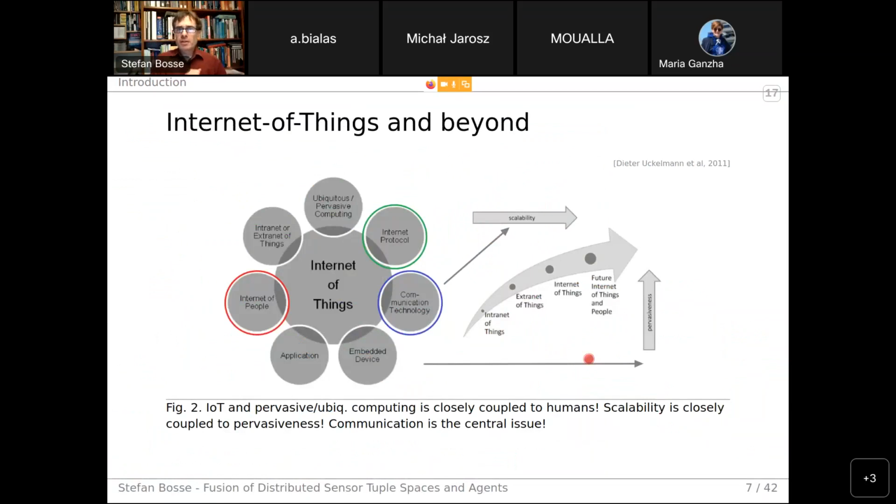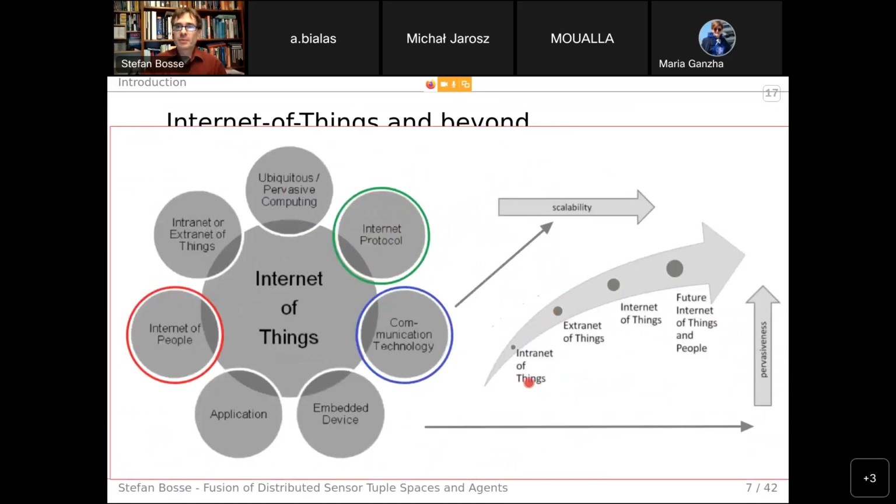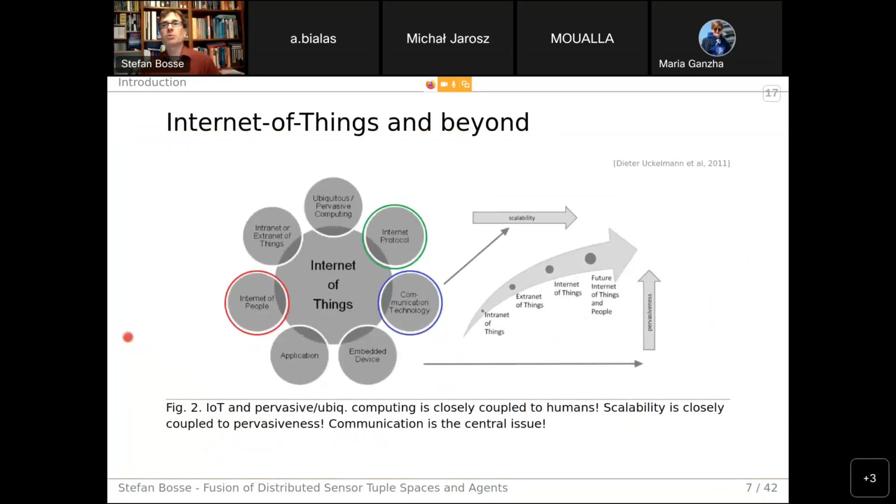If we think about the Internet of Things, we have to think about more. Here you see it, originally the intranet of things, that means very closed networks, then the extranet of things, that means the devices were opened and connected to external servers, then the Internet of Things, and finally, with this very important future, the Internet of Things and People. We talk basically now about the Internet of People. So the human-machine interaction is now very important in the IoT.